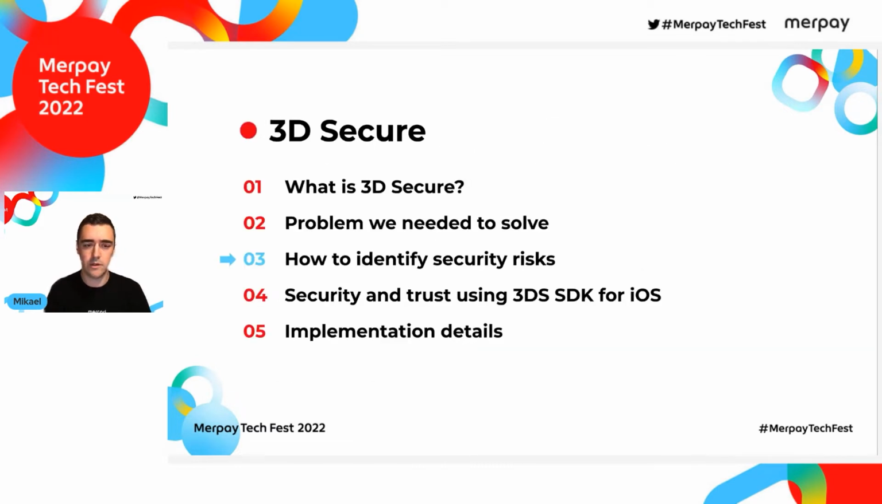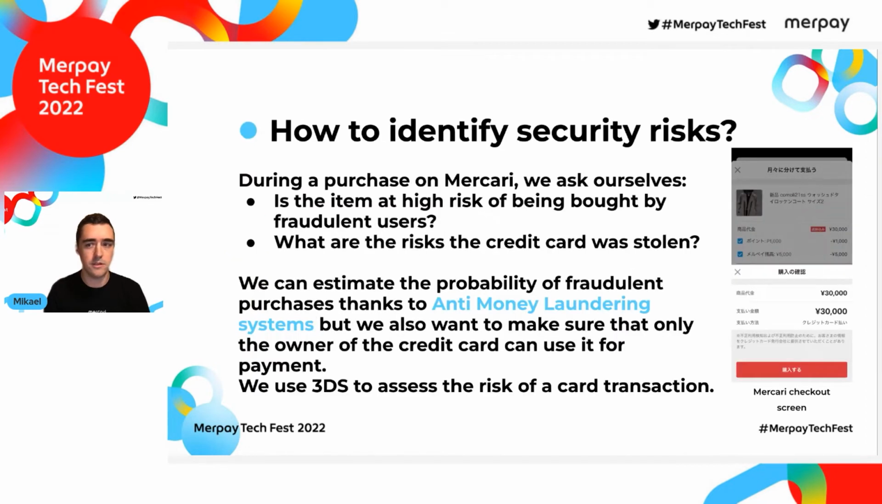So how to identify security risks? Because that's the most important thing when you want to filter any payment issue, right? So during a purchase on Mercari, we ask ourselves, is the item at high risk of being bought by fraudulent users? What are the risks the credit card was stolen?